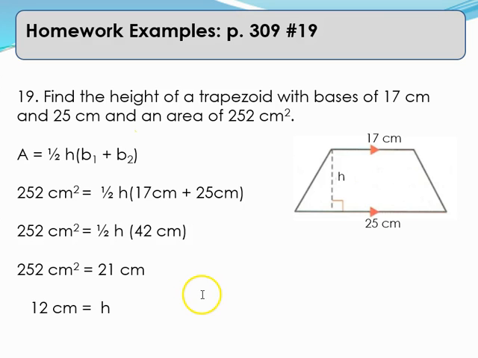Here's another one, number 19. A little more sophisticated, but this is the formula for a trapezoid. In this case, we already know the area, and we're to find the height. So we substitute the area value where A was. We have 1/2 height, and then we substitute the 17 for base 1 and the 25 for base 2. And then we go ahead and solve our operation. We add these together. It's 42 centimeters. 1/2 of 42 is 21.